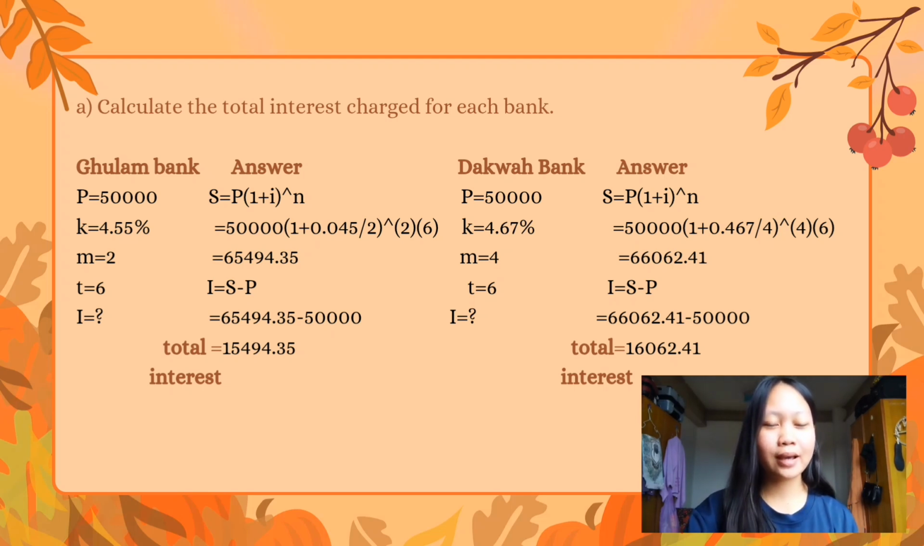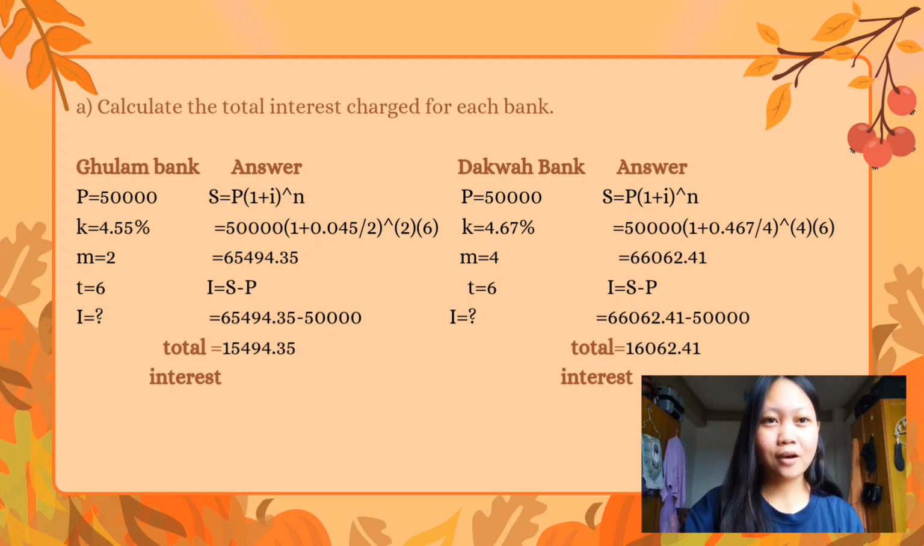Now let's look at the Dakwa Bank answer section. For principal, we put the same initial amount of 50,000 in P. The interest rate is 0.0467, we put in bracket, and it will be 1 + 0.0467 / 4 in bracket. For the n, which is the number of periods, we put 4 in brackets and also 6 in the brackets. Why? Because 4 is for the quarterly and 6 is for the years. After calculating it, it will be 66,062 ringgit and 41 cents.